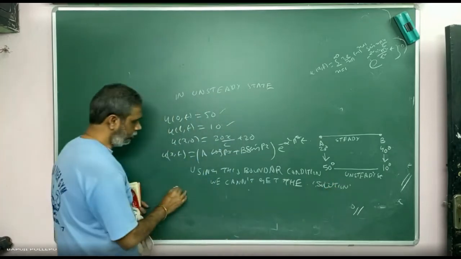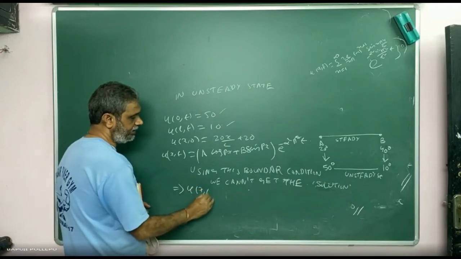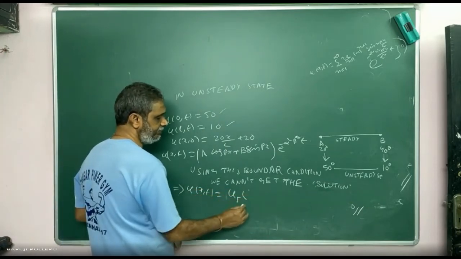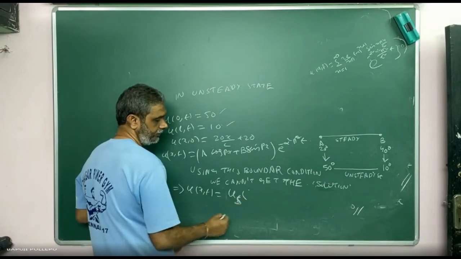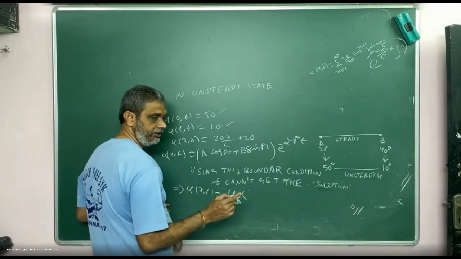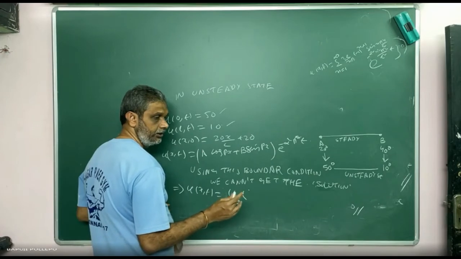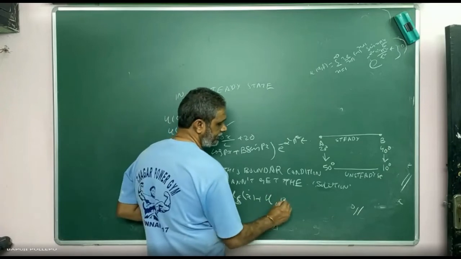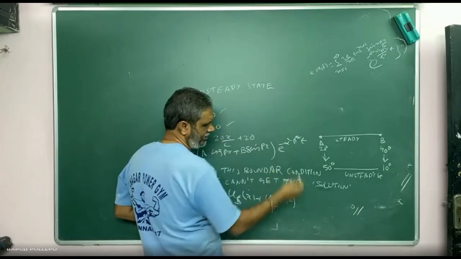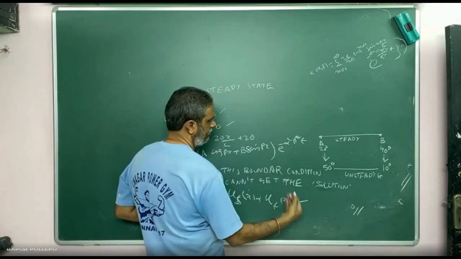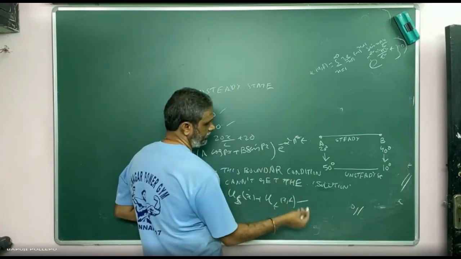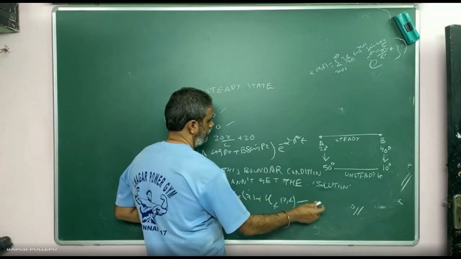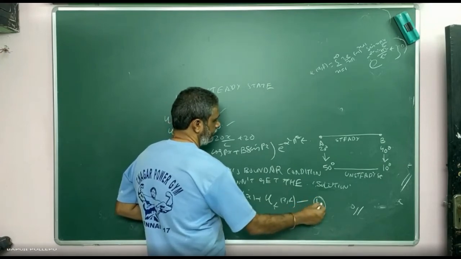Now what will you do? The whole equation I can write as U of x comma t is equal to the steady state part. Steady state means t should not be there. So U_s of x plus the transient, which means unsteady state, U_t of x comma t. If you number these equations, you will get a number. I have not given any number yet.